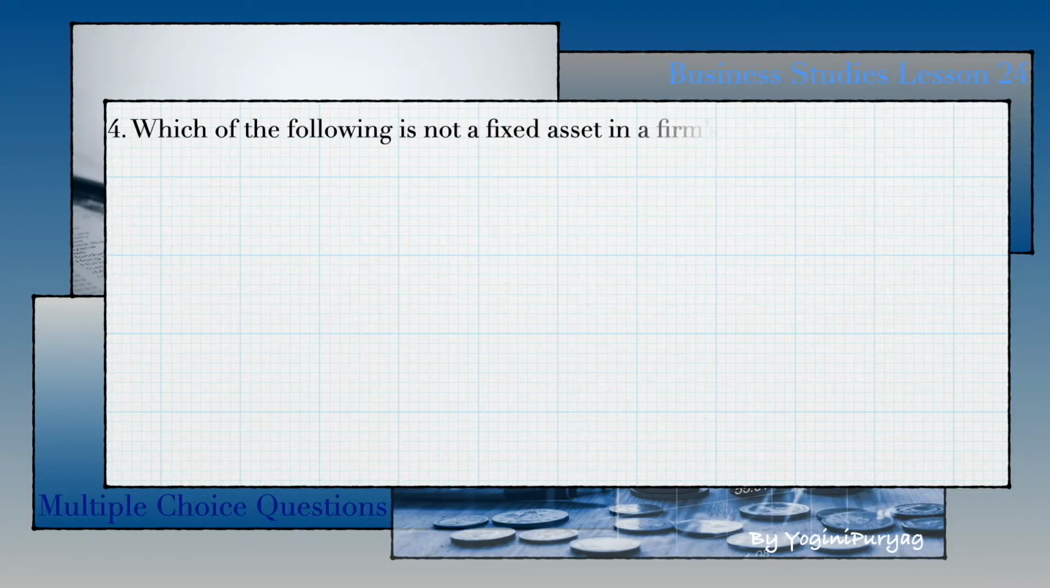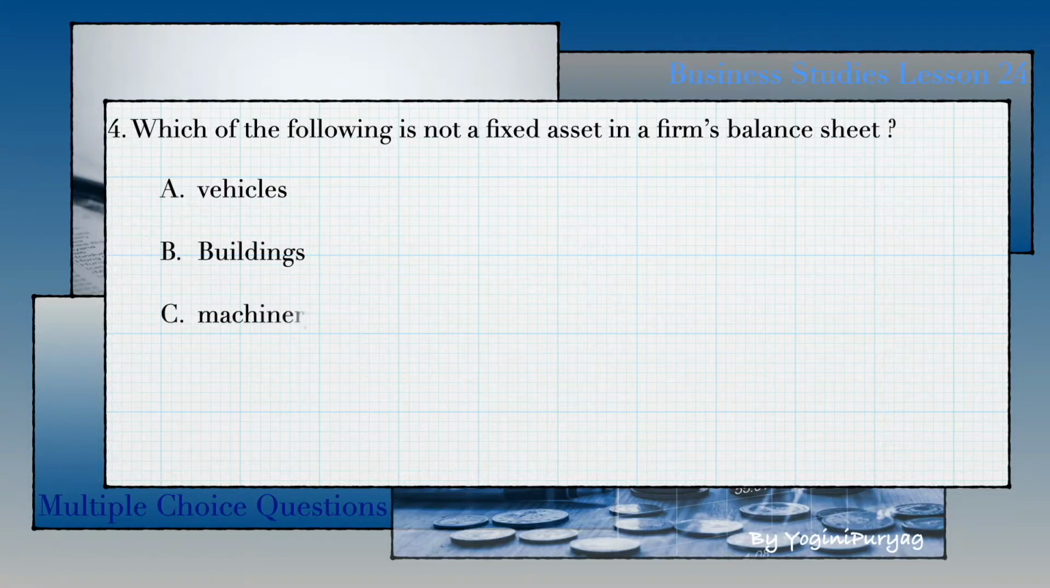Which of the following is not a fixed asset in a firm's balance sheet? Vehicles, buildings, machinery, debtors.